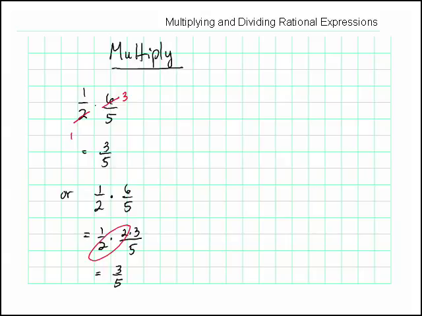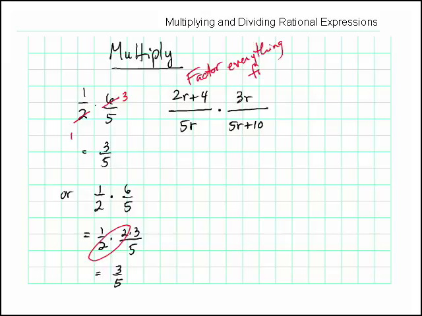For example, 2r plus 4 over 5r times 3r over 5r plus 10. You have to remember, though, that everything must be factored first. Factor everything first. You can only cancel common factors in the numerator and the denominator.